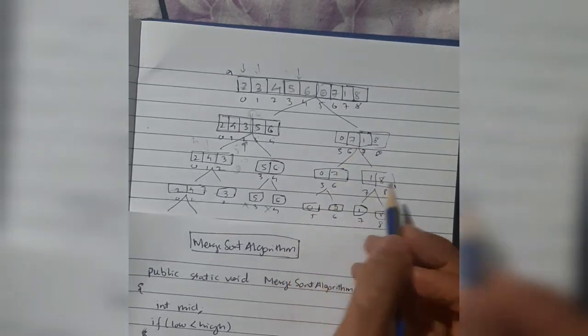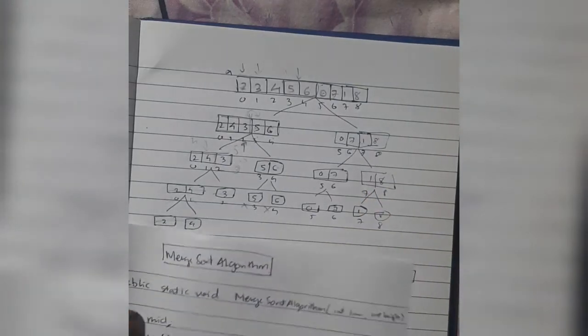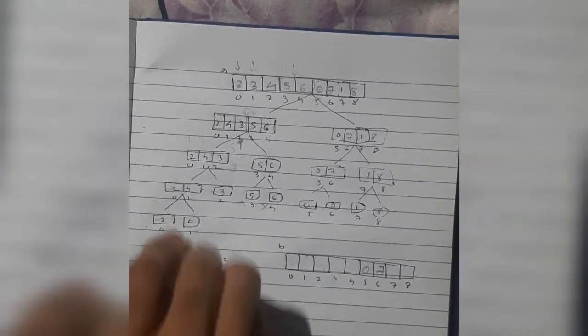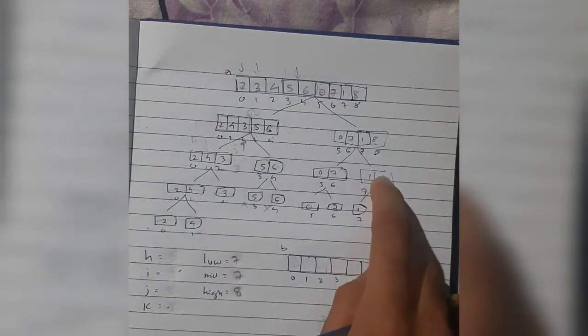In the second function, what are the low and high values? Low and high are 7 and 8. So we'll be making the low and high values as 7 and 8. 7 plus 8 is 15. 15 by 2 is 7. So we'll be making mid as 7. And then using these two values, we'll be calling these two functions.